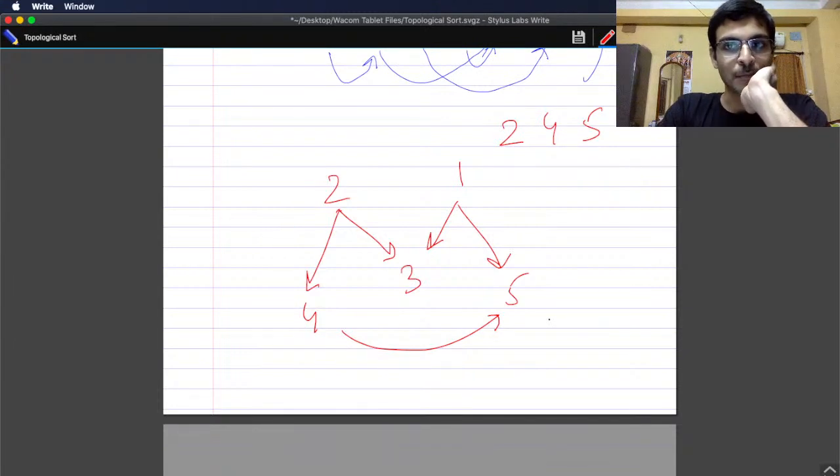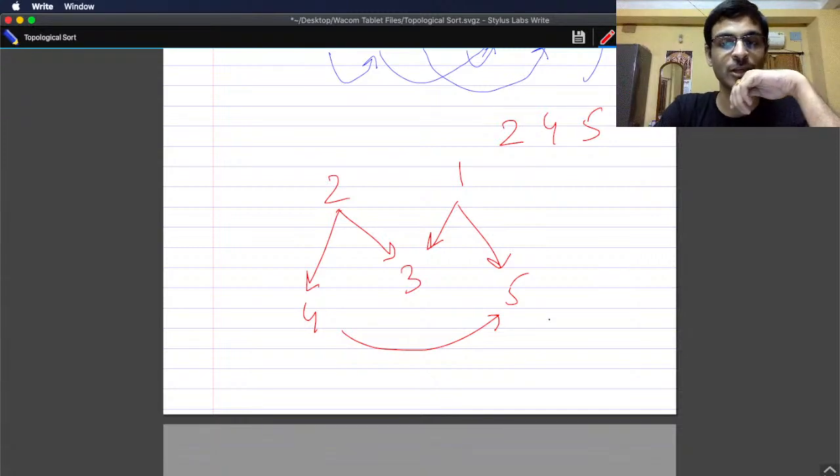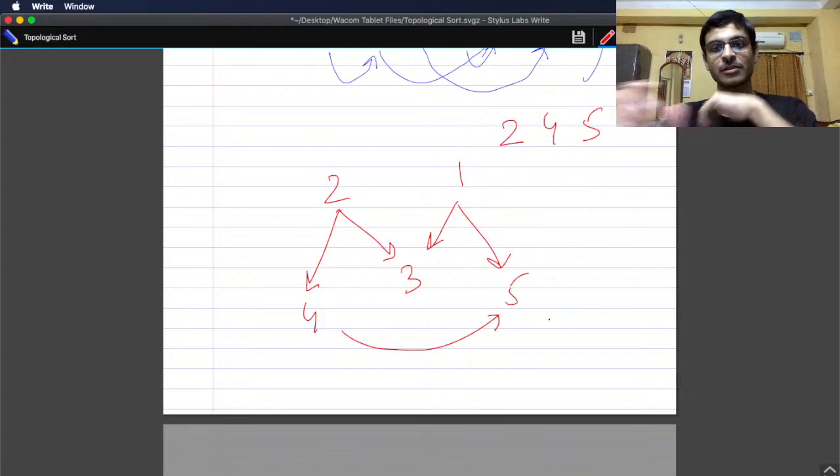So what can we apply over here? A simple DFS is not helping over here. What can we apply over here? Think about it for a minute, then we'll proceed.